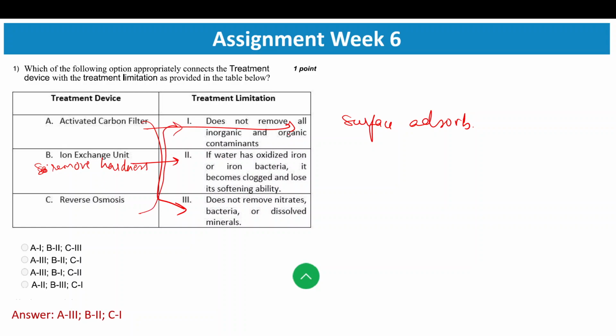Since it depends on the size of particles or pollutant, there can be some pollutant which has very small size as compared to the pores also. So you can say that not all can be removed by reverse osmosis.